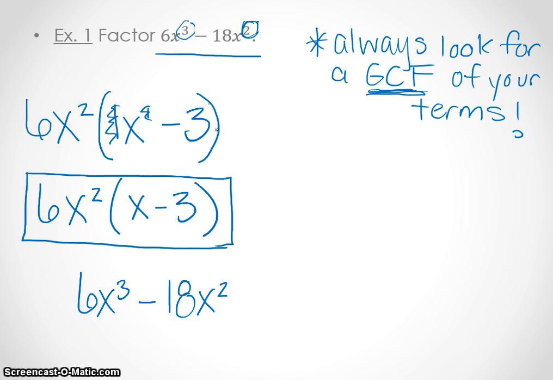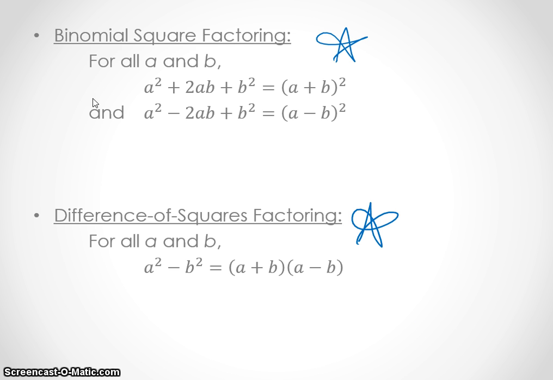That is what we started with here. We have 6x cubed minus 18x squared minus 18x squared. So it does check out. So this is our answer. Alrighty, so that is one way to factor. That's called common monomial factoring.